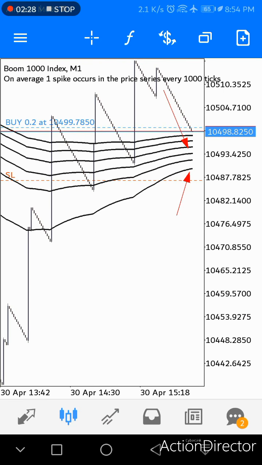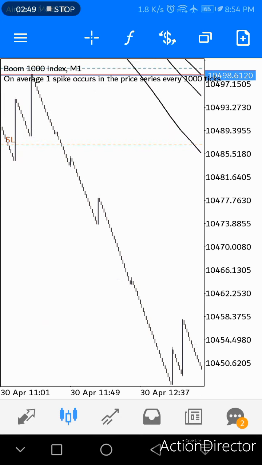Here is our stop loss. I hope you understand. If the stop loss is hit, you will be out. If not, the spike will give you the profit. So let's see. This is the strategy: once the price comes close to any moving average, a spike will appear. This strategy is totally about spikes.